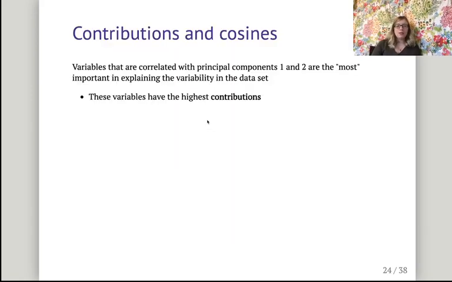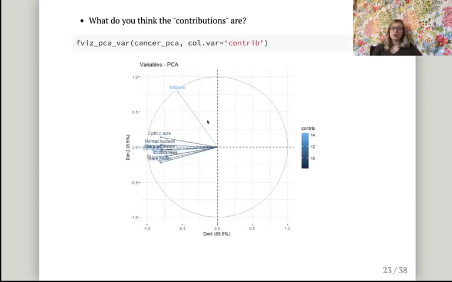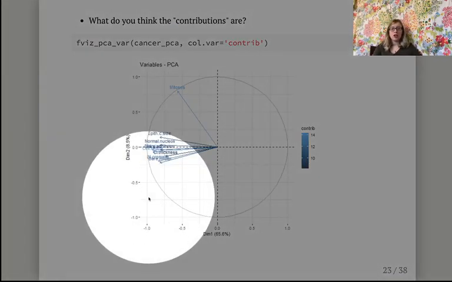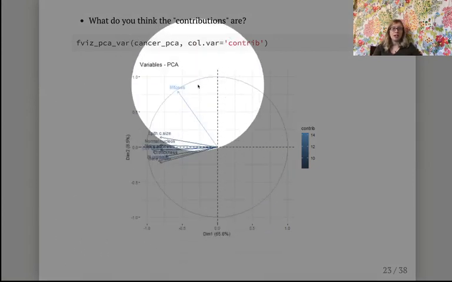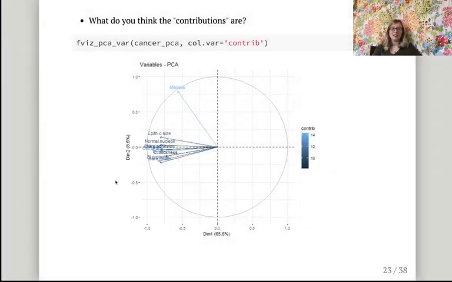So the variables that are correlated, in other words, with the first and second principal components, are the ones that are most important in explaining the variability. These have the highest contributions. Those contributions are actually a measure of how strongly correlated each of these input variables are to the first and second PCs.